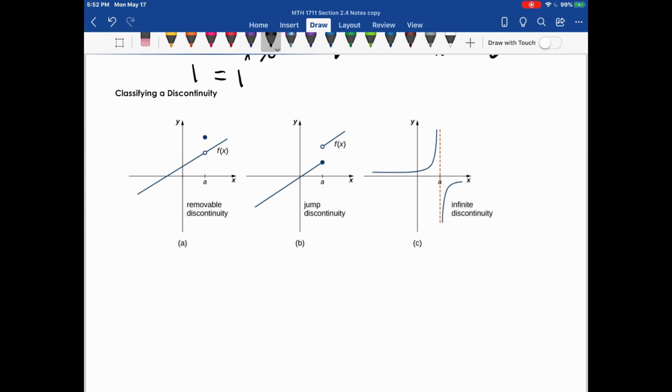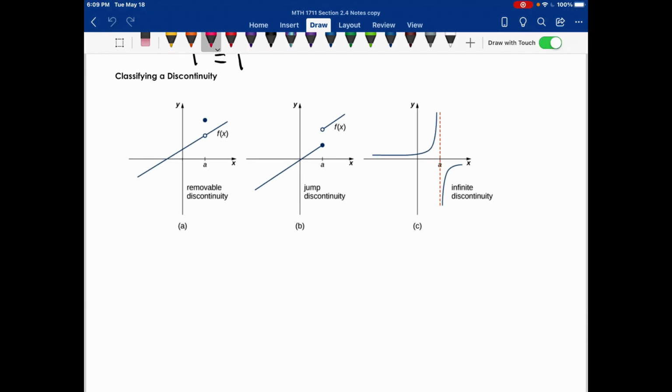So as we've seen through these different examples, the discontinuities take on different appearances. We could have a hole, we can have a break in the graph, a jump, an asymptote, right? There's different kinds of discontinuities. And so we're going to look now at the different types and how to classify them. So if we look at these three graphs down here, we have graph A, B, and C. Graph A is an example of a removable discontinuity at x equals A because there is a hole at x equals A. F of A is not defined.